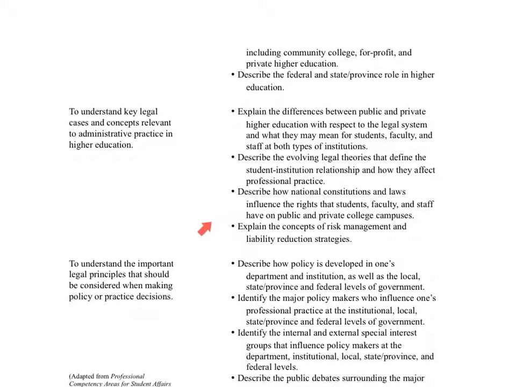I want you to understand some legal theories. I want you to understand risk management, which is a big one. And also you'll see a few other things in here, such as the role of the federal government and state and local governments in higher education and how those kinds of things can add regulations and policy that you need to be aware of.